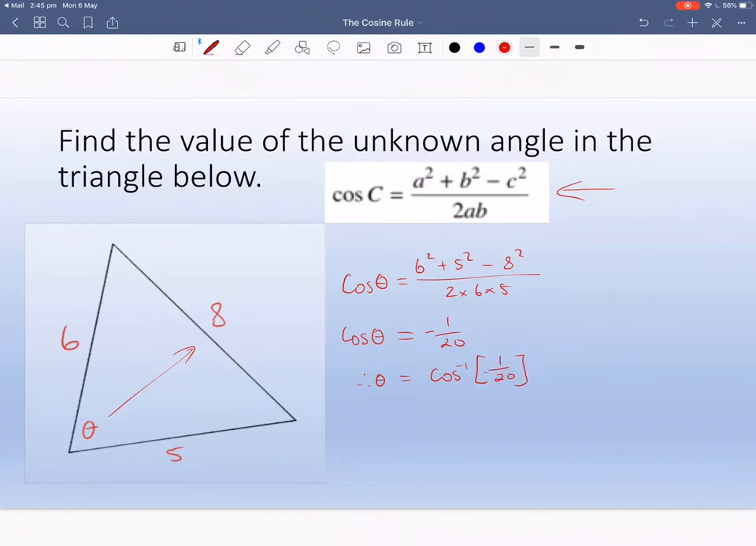I'm just going to pop that in my calculator. So I'm going to go inverse cos of the answer that I've just got. And I get approximately 92.86598398. So that is approximately 92.87 degrees, and that's to 2 decimal places also. All right, so that's how we use the cosine rule in 2 different ways. Hopefully that makes sense. Peace out.